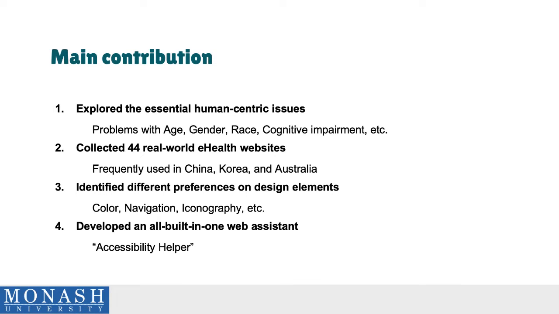The main contributions of this research are, firstly, we explore the essential human-centric issues which lead to the eHealth web portal failing to fit different people's needs, and how this issue affects user experience. Second, we collect the real-world eHealth websites that were frequently used in 3 different countries and summarize their general web design elements. Third, we identify the different preferences on design elements, such as color, navigation, iconography. Finally, we develop an all-built-in-one assistance. We call it Accessibility Helper, for integrating multiple web accessing features to fulfill different users' needs.